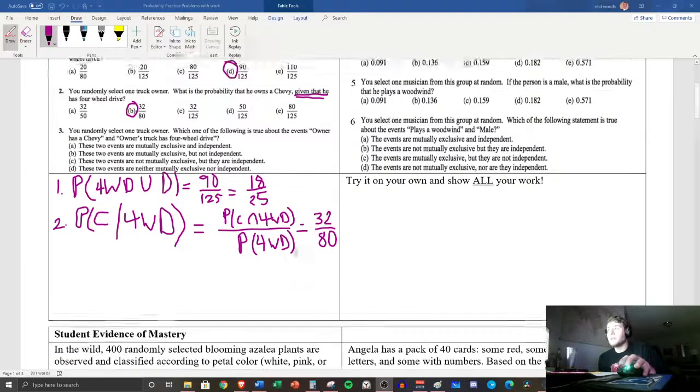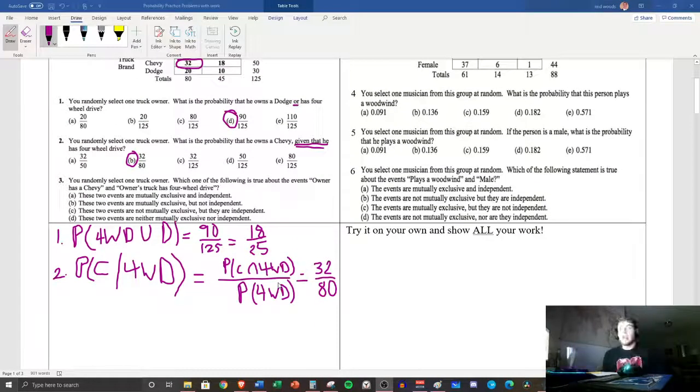Okay, so this last one that we want to look at is going to be very important for the test that you're going to be taking soon. So you randomly select one truck owner. Which of the following is true about the events: owner has a Chevy and owner's truck has 4-wheel drive. So we're talking about this. It says mutually exclusive and independence. That's what we're trying to decide.